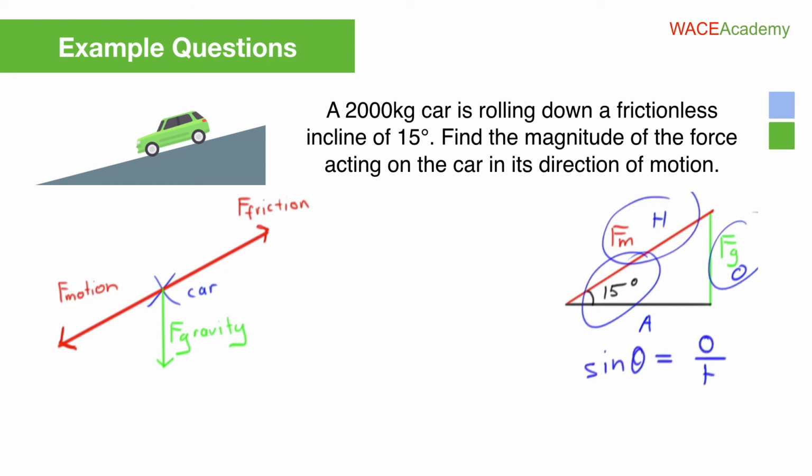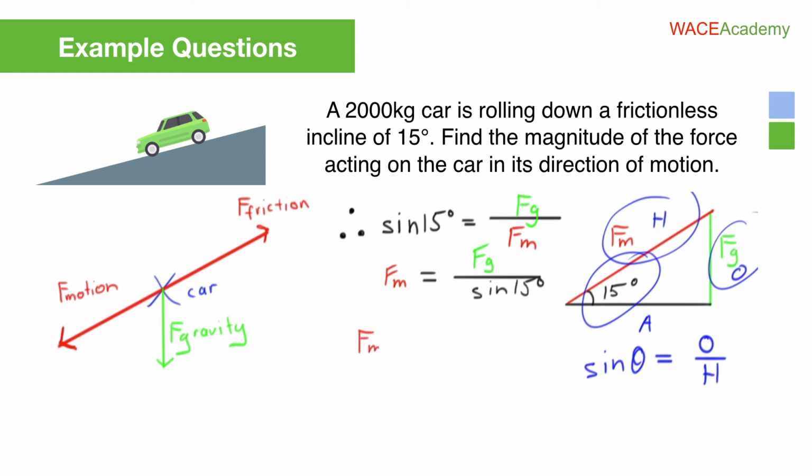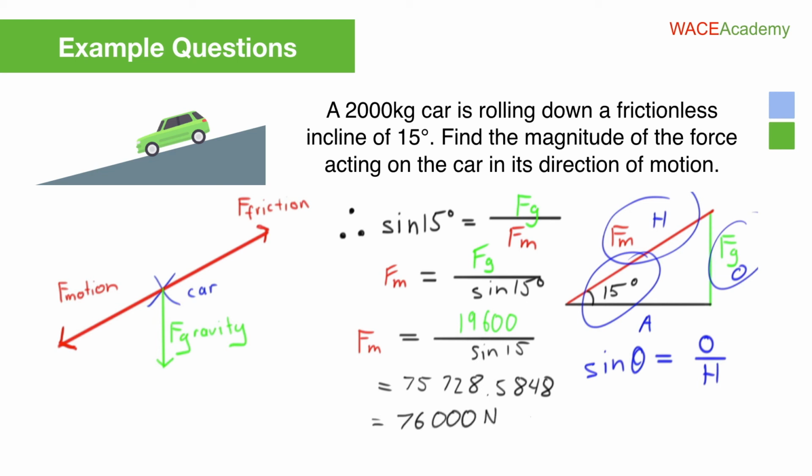Once we've set that up, simply sub in the values, and we'll find Fm is equal to 75,728.58 newtons, which will round to two significant figures.